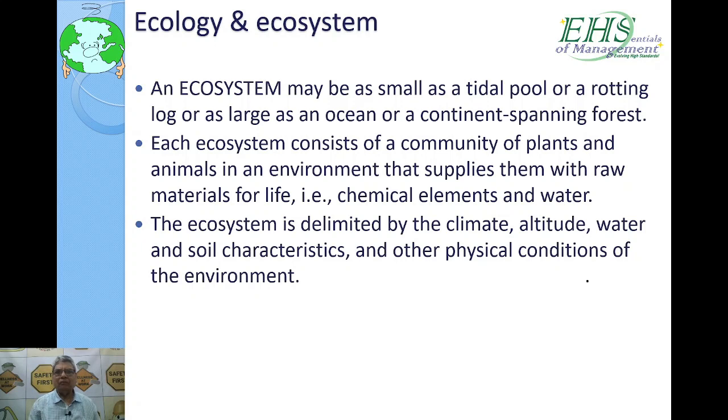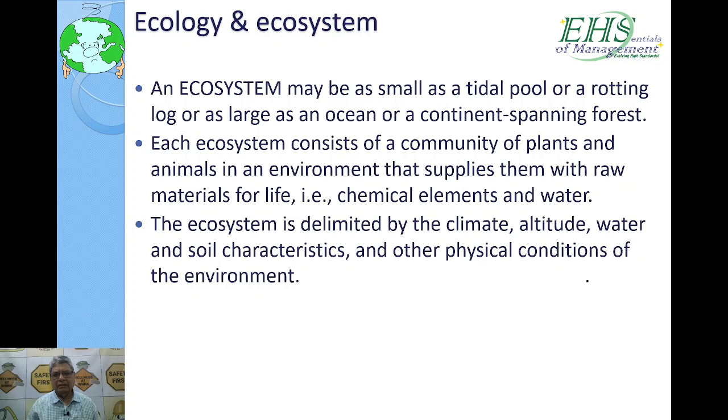Some pools are formed with the help of the sea tides. There is some rotting log, and in that log also you will find n number of organisms, bacteria living in that rotting log. So that rotting log itself becomes an ecosystem. That small pool itself becomes an ecosystem. So from the smallest ecosystem to a very large ecosystem like an ocean or a big continent-spanning forest.